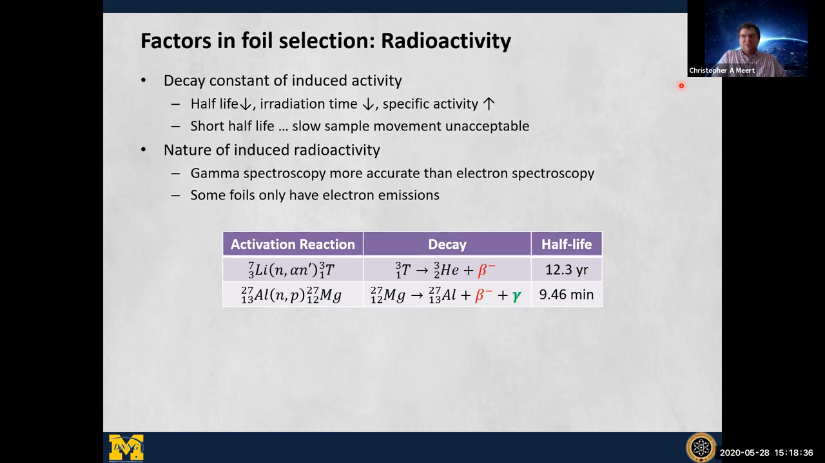Another factor is the nature of induced radioactivity. So we really want to rely on those gamma ray emissions, but we on occasion have no choice but to use something like electron emissions. But electron spectroscopy is not quite as accurate as gamma spectroscopy. So I've shown two examples you may use. For example, activation of lithium-7 will get you tritium, which does not decay with a gamma ray, or at least not a strong gamma ray, and it has a long half-life. Whereas aluminum (n,p) reaction will get you magnesium that does decay with a gamma ray and has a relatively short half-life. So that's going to have a bearing on how long you have to irradiate it.